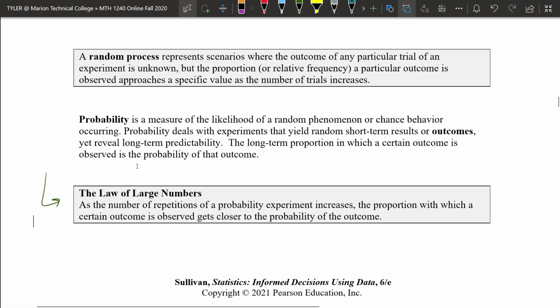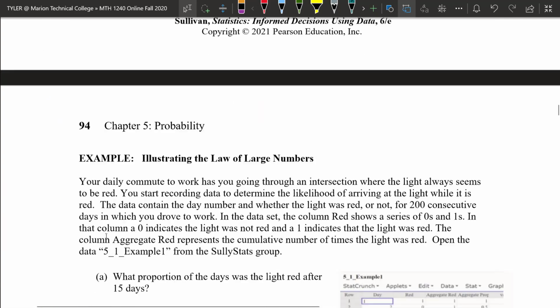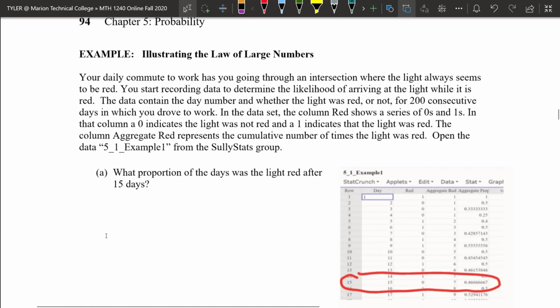So hopefully after illustrating that, you have a better understanding of the law of large numbers. So here's another example illustrating the law of large numbers. It says your daily commute to work has you going through an intersection where the light always seems to be red. You start recording data to determine the likelihood of arriving at a light while it is red.